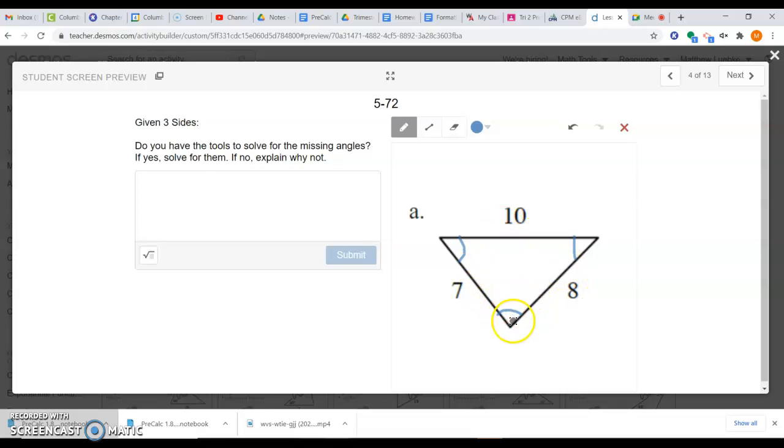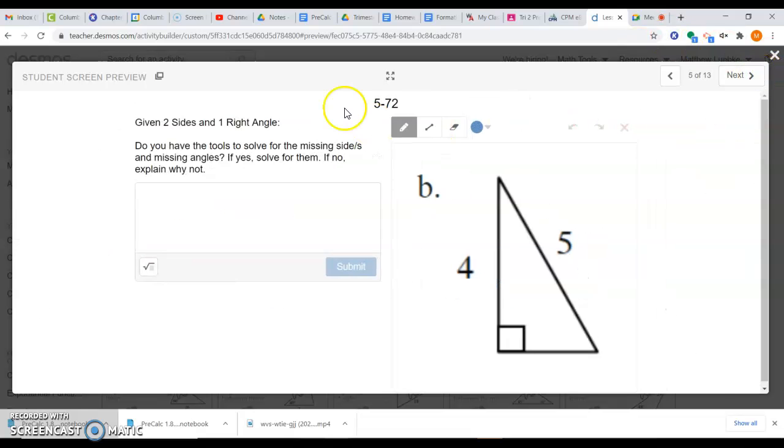Well, we don't know that this is a right angle, so we actually don't have the tools for a triangle like this to solve for any of the missing angles. So you go on to the next one, and now you're given two sides and one right angle. You're given a side that's 4, a side that's 5, and a right angle. Do we have the tools to solve for the missing side and the missing angles of this triangle?